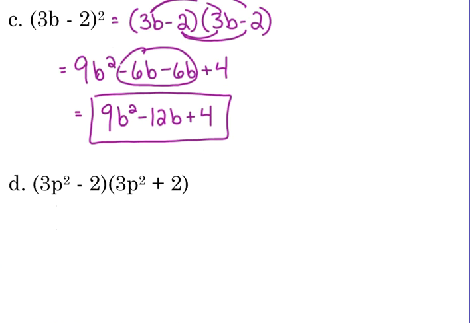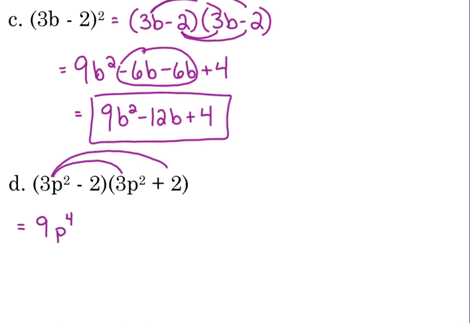Okay. Let's do one that's very similar to that, but just a slight difference. Our binomials look almost exactly the same, but one has a minus and one has a plus. So let's multiply that out. 3p squared times 3p squared. 3 times 3 is 9. P squared times p squared is p to the 4th. Multiplying is the only way your exponents change.